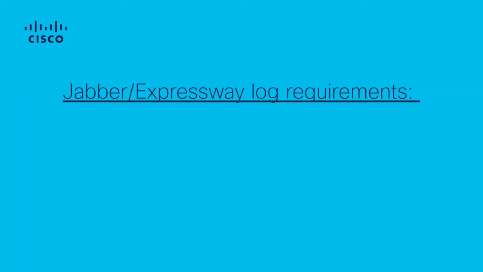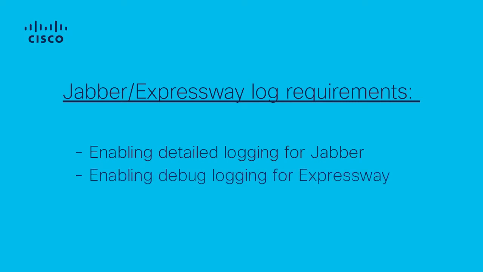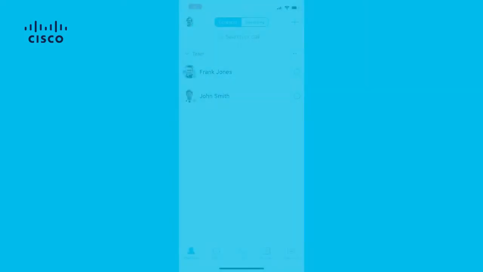Basically, the log collection for a Jabber issue will always require two steps: enabling detailed logging for Jabber and enabling debug logging for Expressway. After that, the steps for log collection will depend on the problem. For the purpose of this video, I'm going to collect logs for a Jabber phone issue.